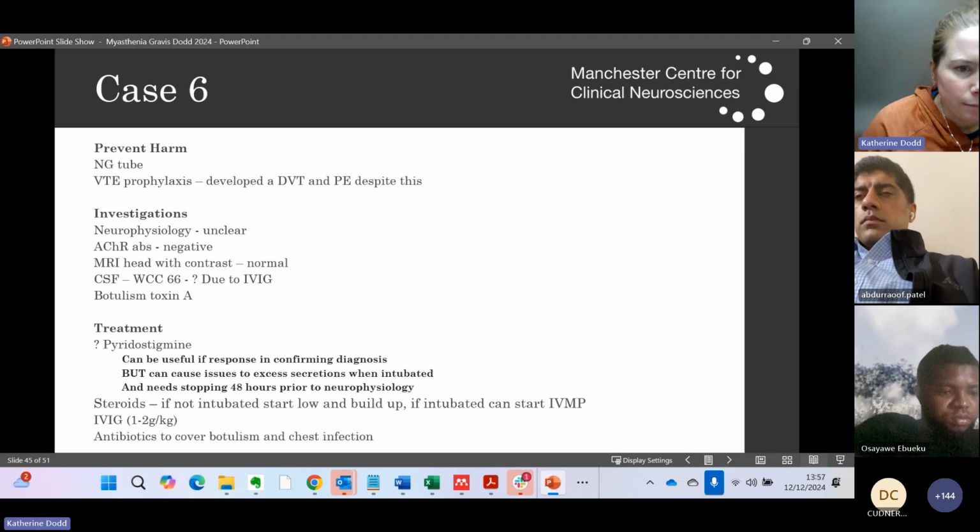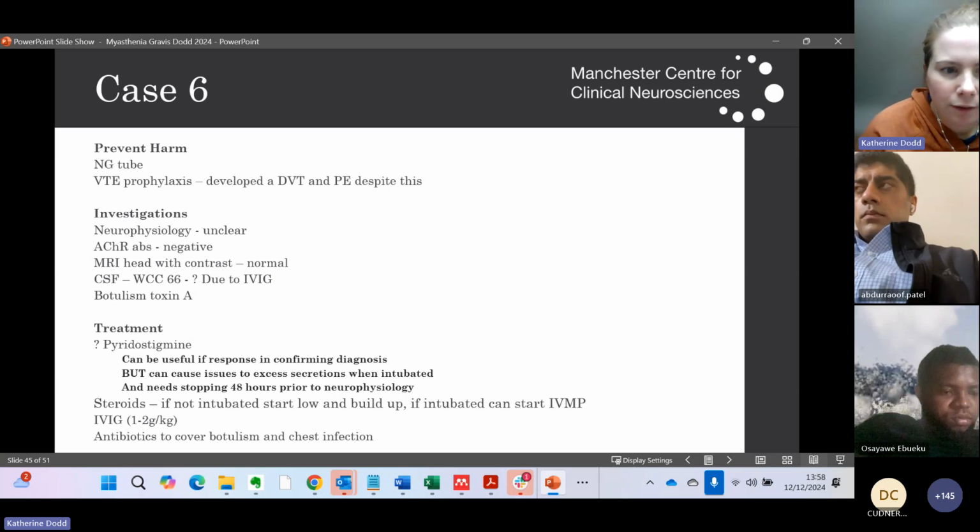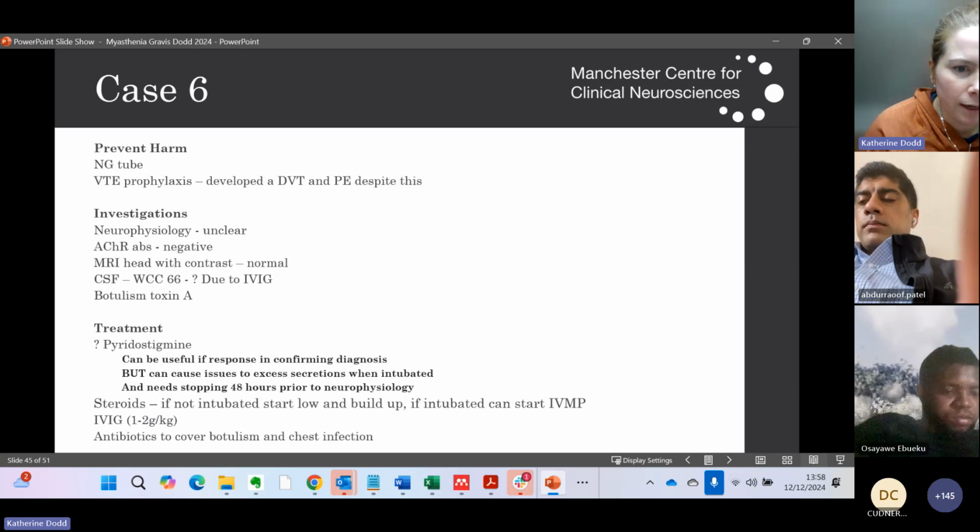And we treated him. So we tried some pyridostigmine. Well, we weren't sure about starting some pyridostigmine. It can be useful if it gets better to suggest it's definitely a neuromuscular junction problem, but he was intubated and we didn't want to cause loads of secretions, and we wanted to get neurophysiology. So I think we held it for a while till we got the neurophysiology and then gave him a little bit. But then by that time, it's unclear if it's been helpful or not because he was intubated.